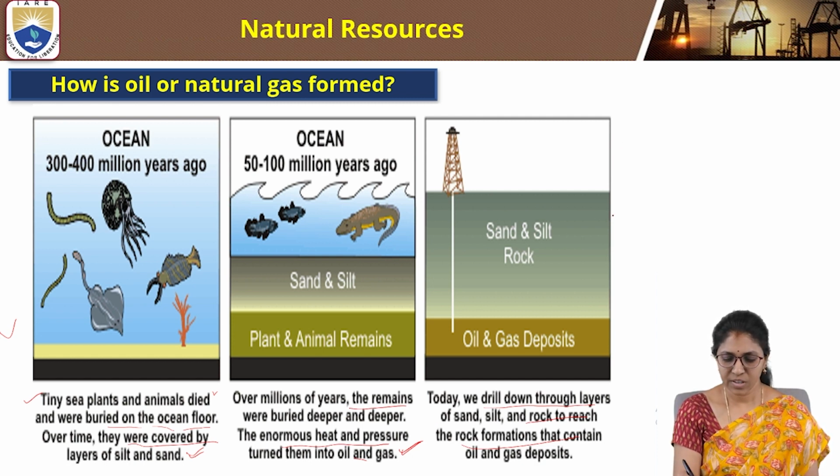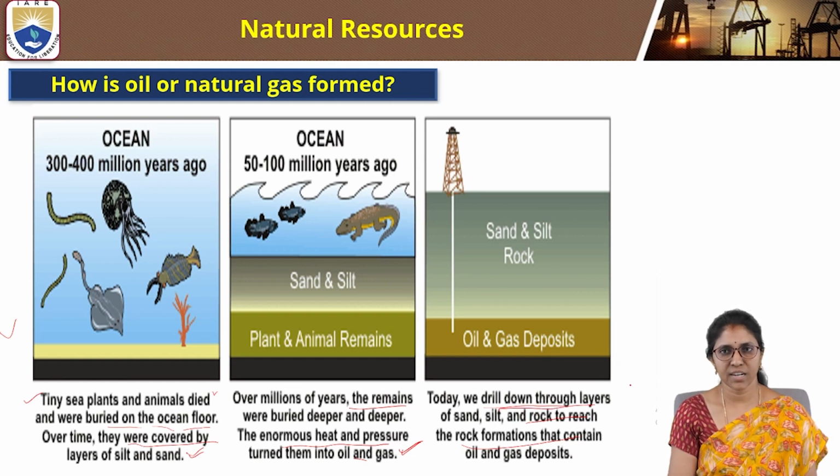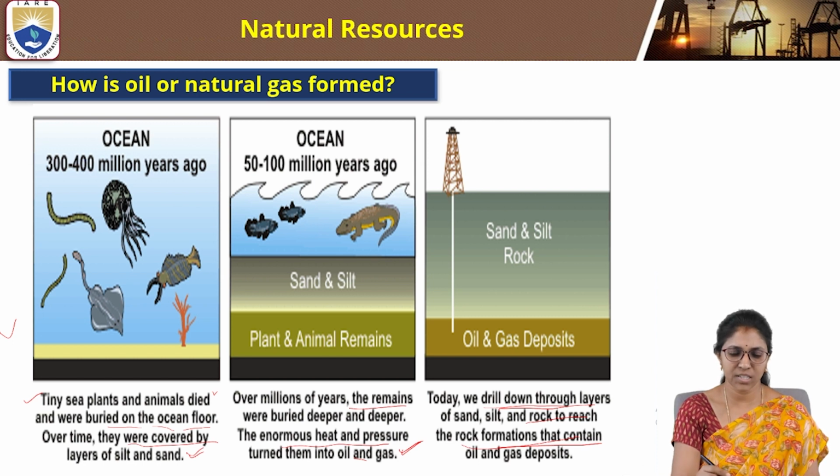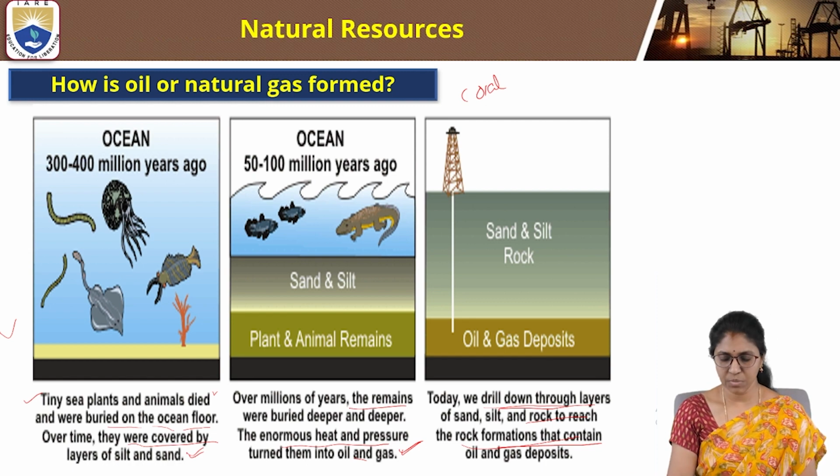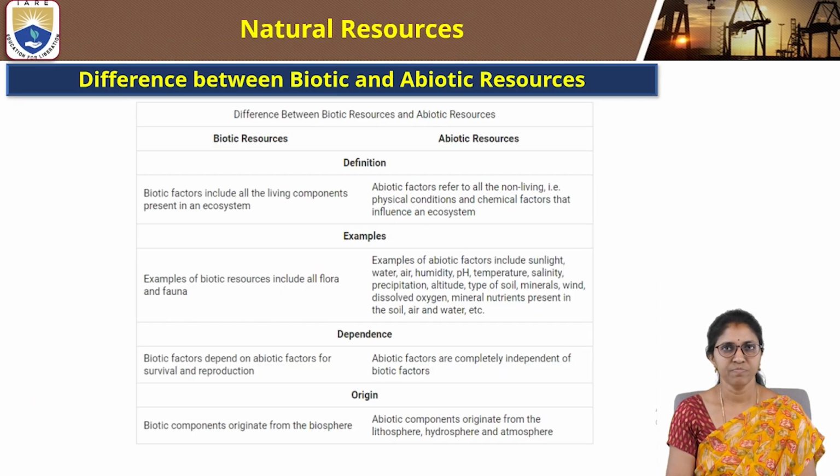We drill down through layers of sand, silt, and rock to reach the rock formations that contain oil and gas deposits. These are coal and natural gas. These were formed over millions of years ago. So these are non-renewable resources.